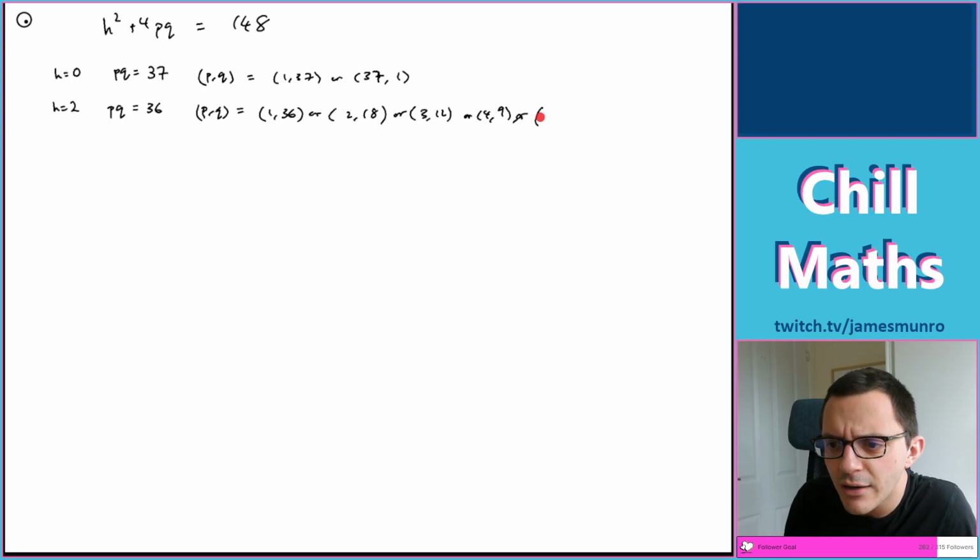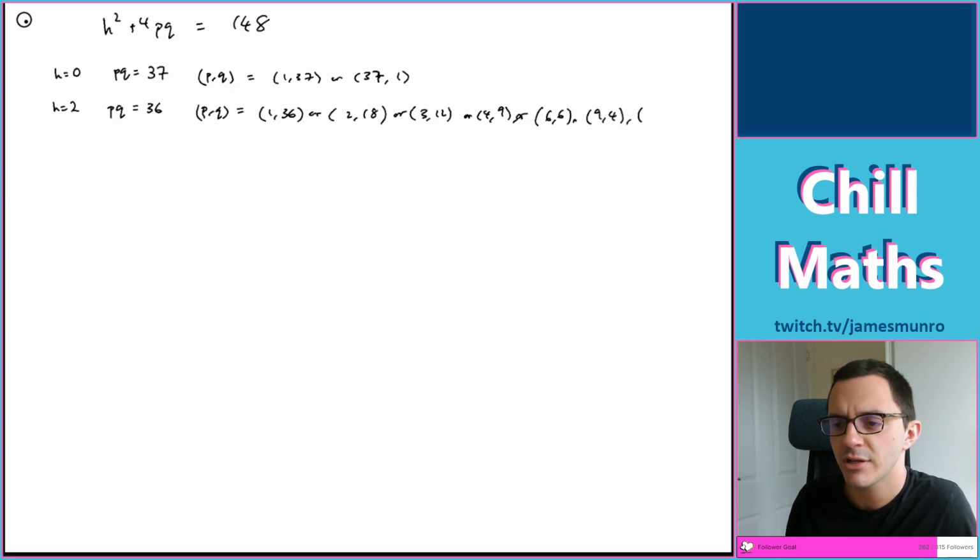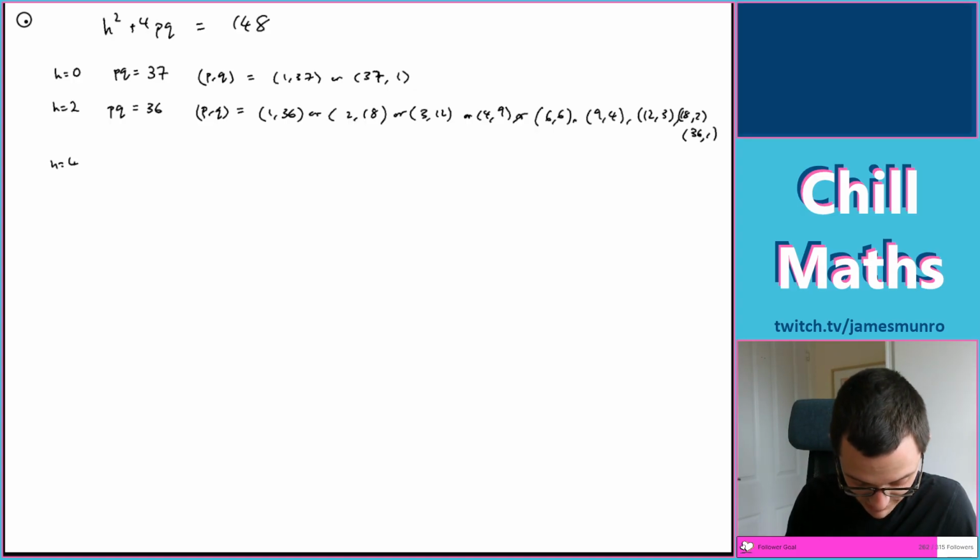But there we are. 4 times 9, 6 times 6 is 36. And then I'm just going to keep going. So then there's the ones that are the other way around. 12, 3, 18, 2, and lastly 36, 1. Slightly ran out of space at the end. Right, well, let's hope that not all of the cases are like that. So if you take off 16, then you're taking off 4 from 37. So you get 33.